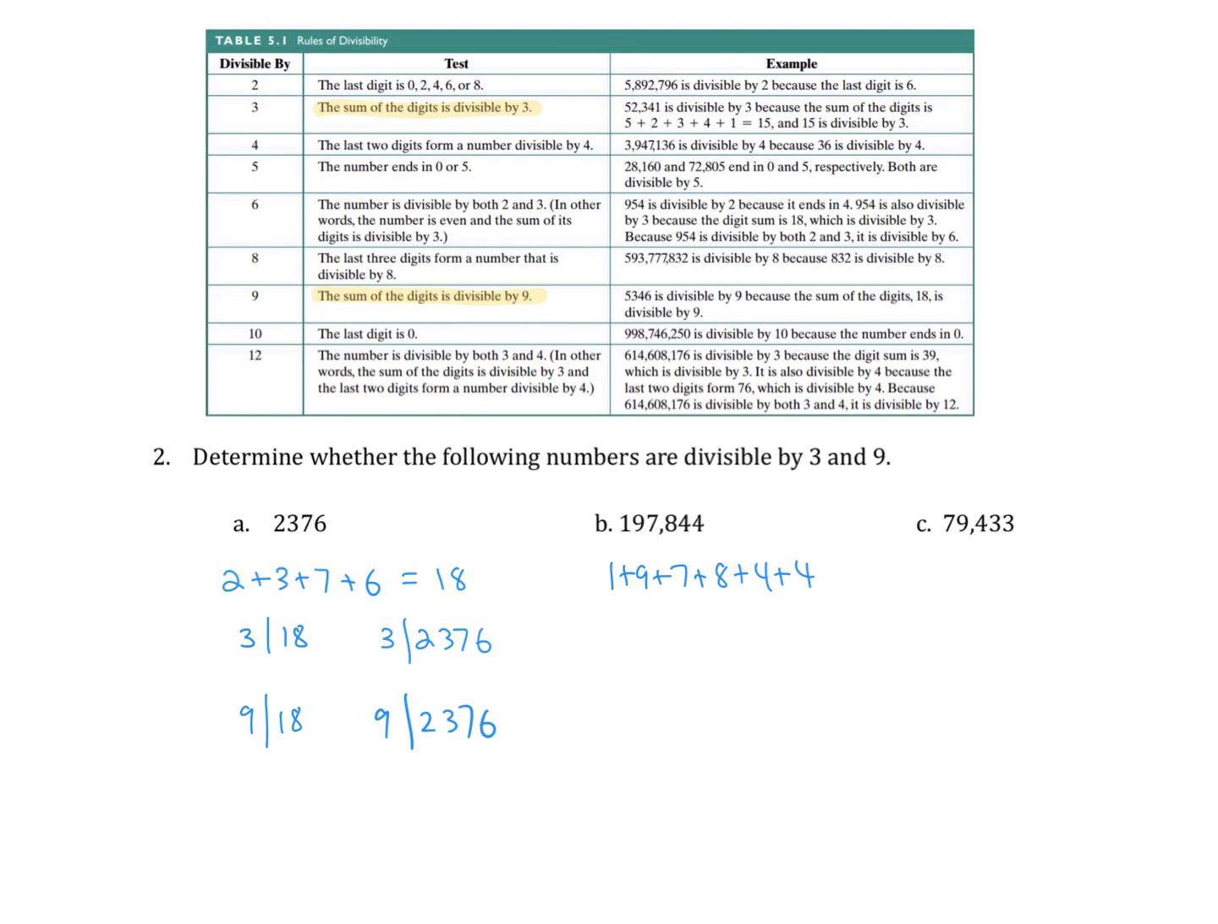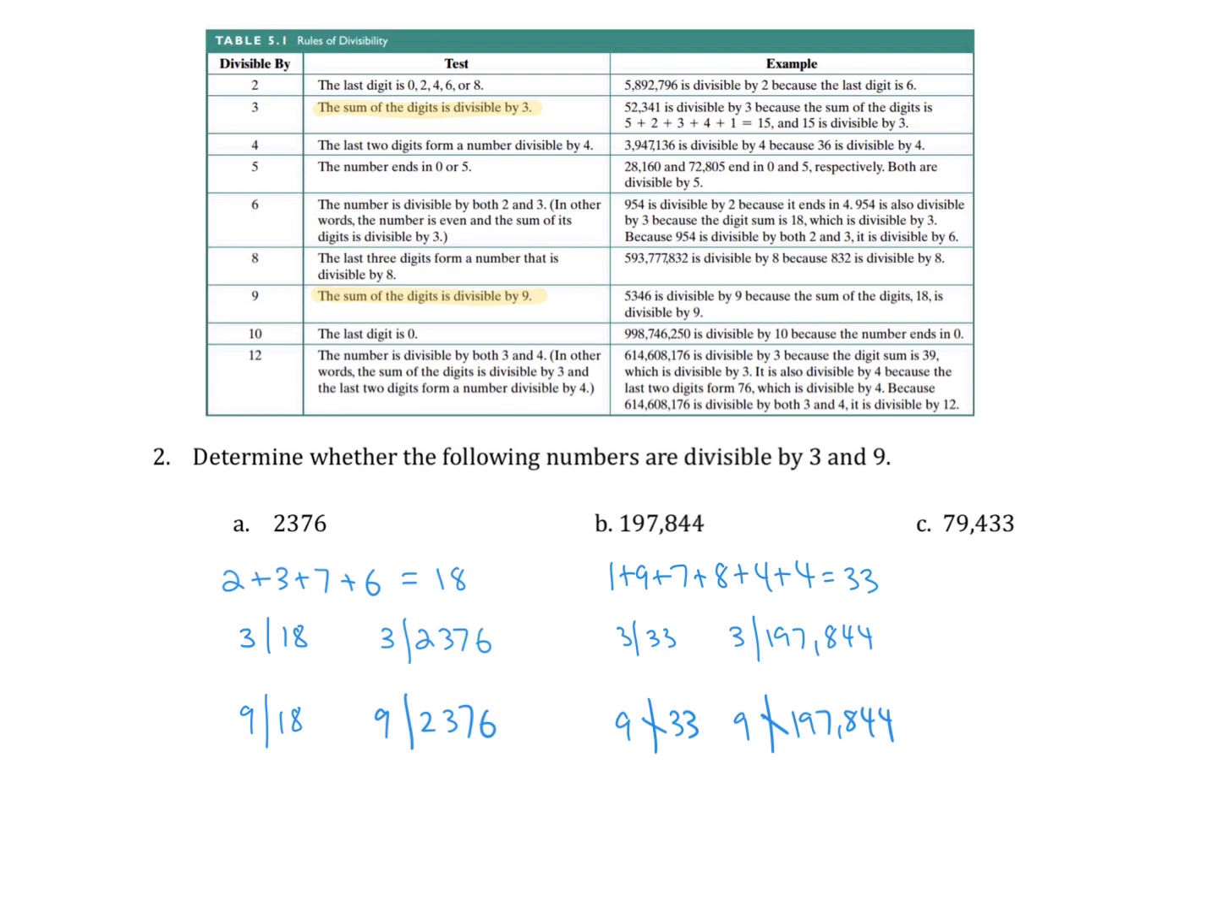9 plus 1 is 10, plus 7 is 17, plus 8 is 25, plus 4 is 29, plus 4 is 33. And 3 is a factor of 33. Therefore, 3 does divide 197,844. 9 is not a factor of 33. So 9 is not going to divide 197,844.